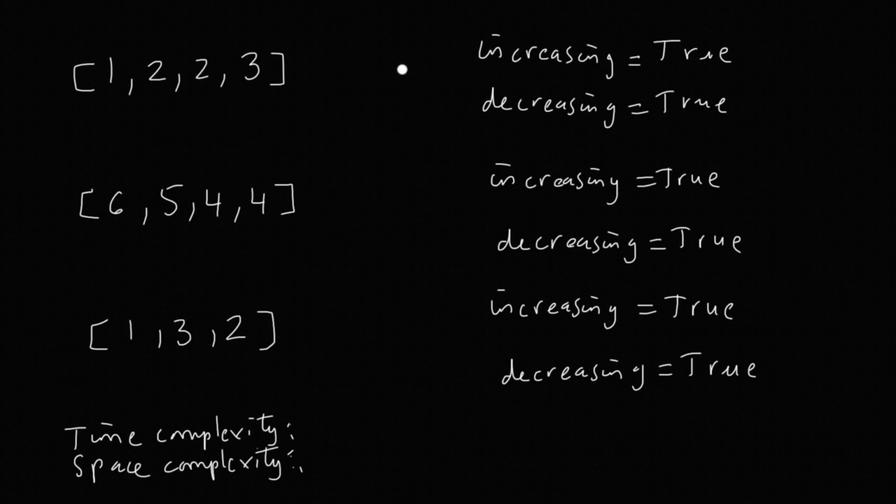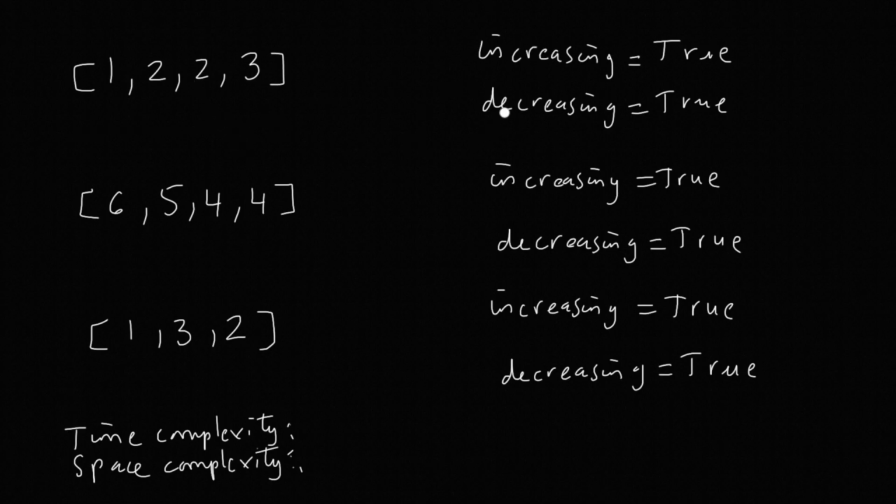Now, how can we solve this problem? The first approach is intuitive. We can loop through the array, comparing each number to its previous number. In the case of a monotone increasing array, each number will be greater than or equal to its previous number. In the case of a monotone decreasing array, each number will be less than or equal to its previous number. But doing so is inefficient because we may have to loop through the array twice. Can we do better? Can we loop through the array just once? Yes, we can. How can we do that?